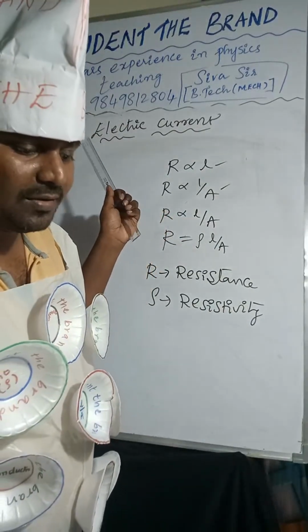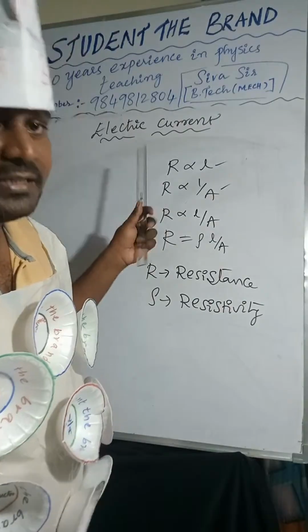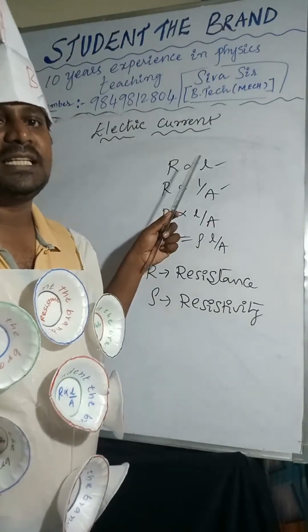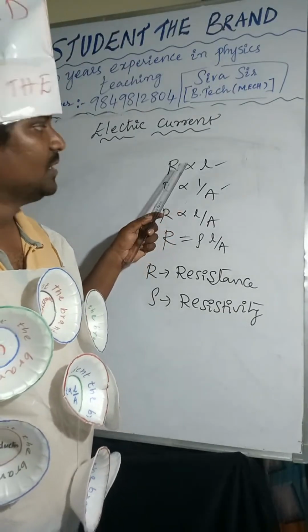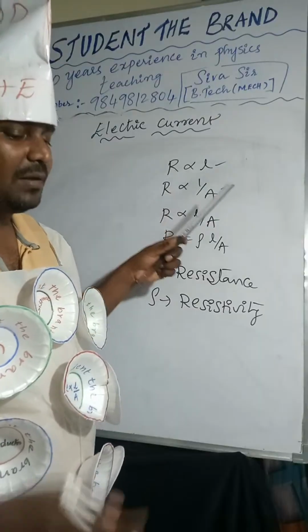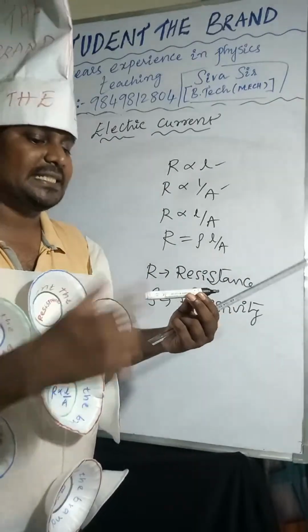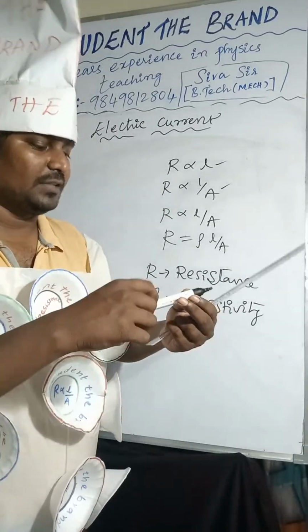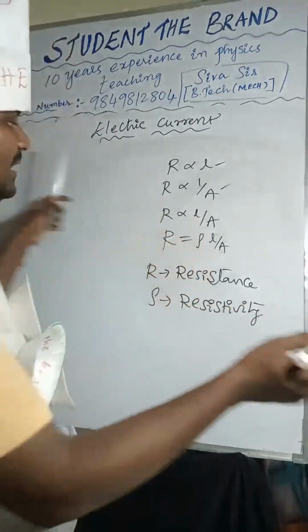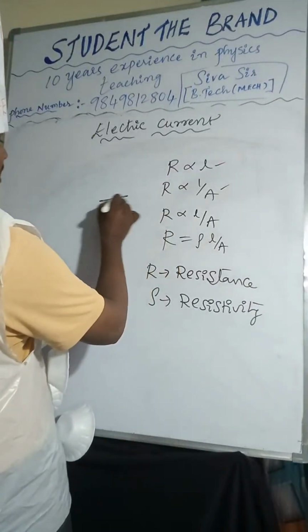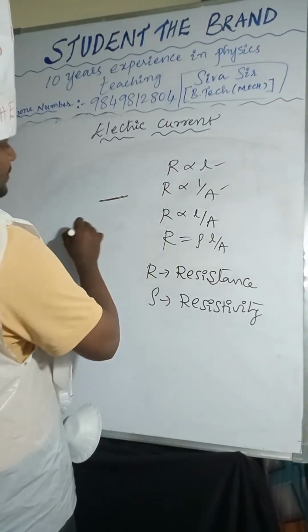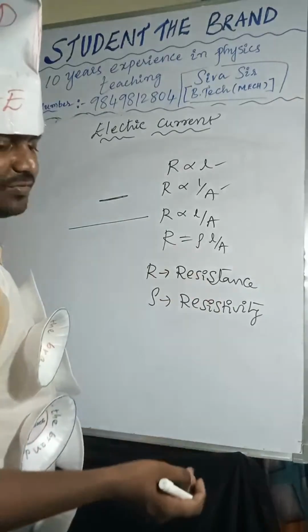I'll explain once again. Factors on which resistance of the conductor depends. If you are taking a small length, resistance will be less. If you are taking a long wire, resistance will be more. So it is directly proportional.